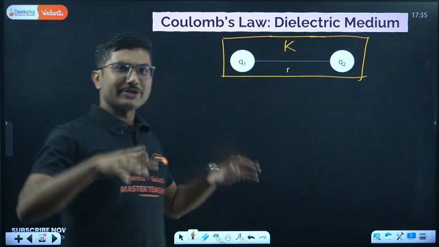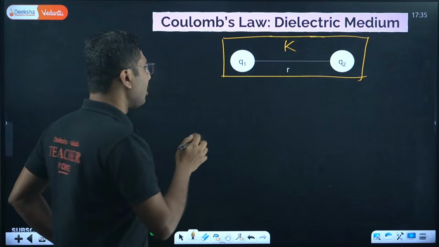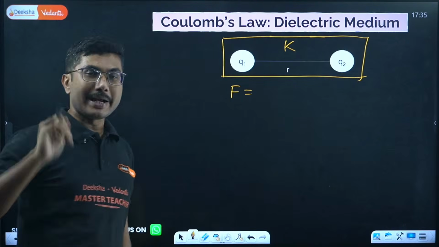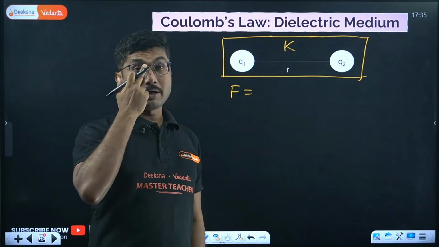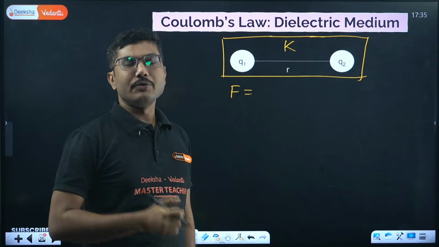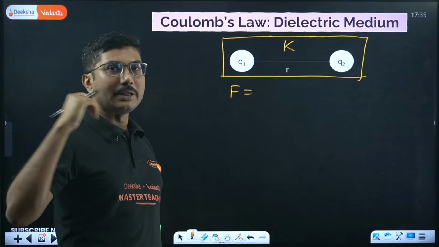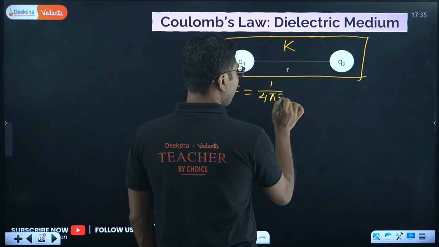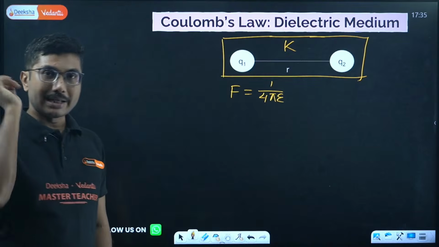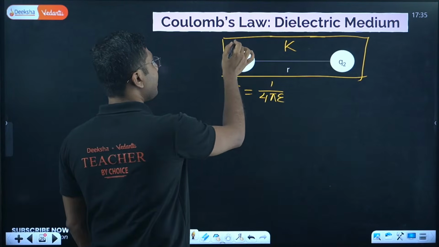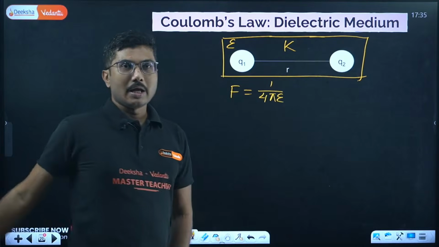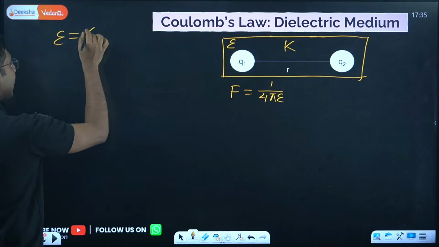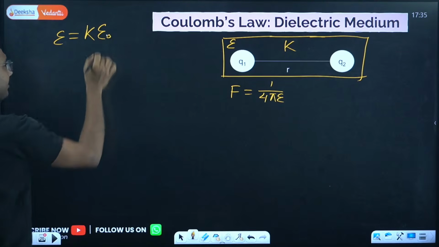So if you put both charges inside, what will happen? First of all, Coulomb's law will not remain the same. Coulomb's force depends on the medium; it is not independent of the medium. Like gravitational force, Coulomb's law does depend on whatever is between the charges. So it will be 1 by 4 pi epsilon, not epsilon naught. Epsilon is the permittivity of this medium. Remember, epsilon is basically given by the dielectric constant into the free space permittivity.